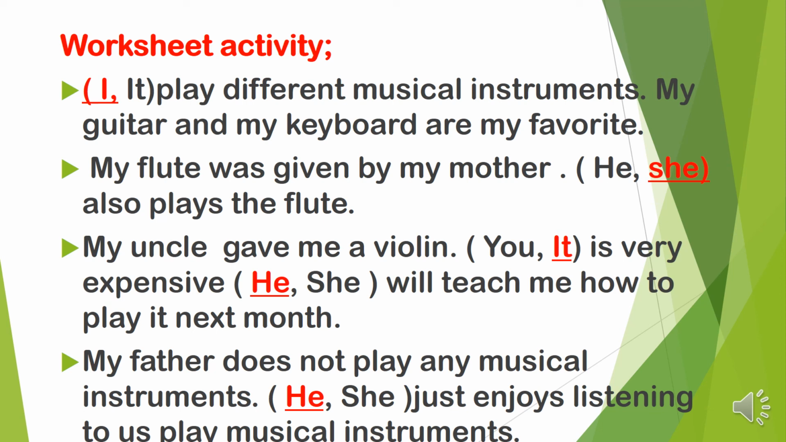Next, my flute was given by my mother. She also plays the flute. Why do we choose she? Because it refers to mother, which is referring to a girl or a woman. Okay? Next, my uncle gave me a violin. Oh, I like the violin. It is very expensive. So we choose it just because it refers to a violin, which is a thing.